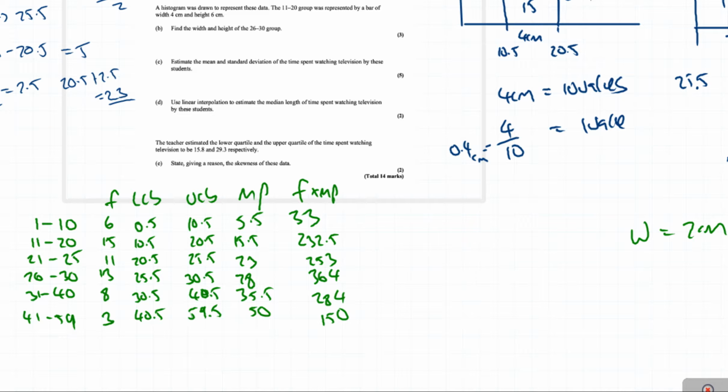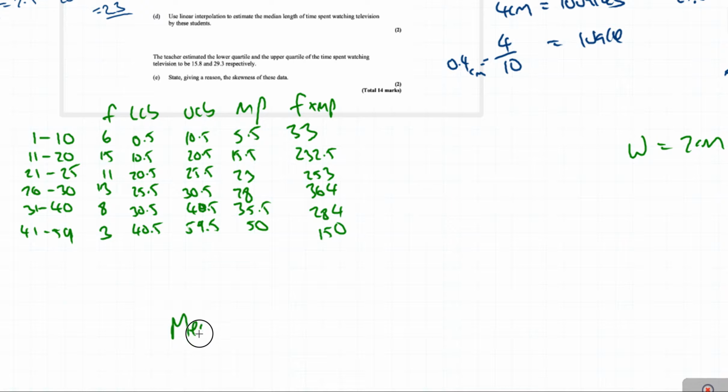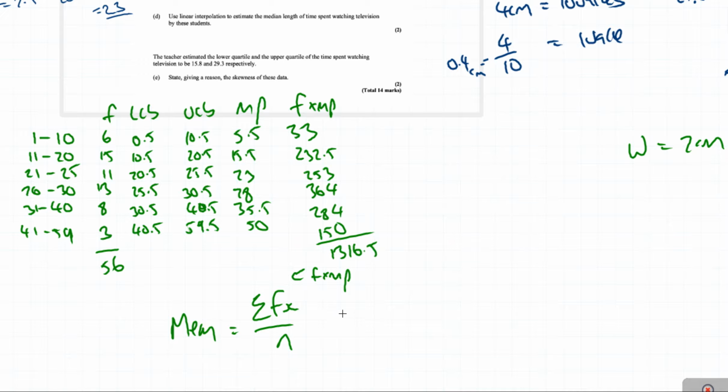And then to find the mean, the mean is equal to the sum of fx over n. Well, this is the same as the frequency times the midpoint here. So the frequency is 6 plus 15 plus 11 plus 13 plus 8 plus 3, which is 56. And the sum here is 33 plus 232.5 plus 253 plus 364 plus 284 plus 150, which is 1316.5.